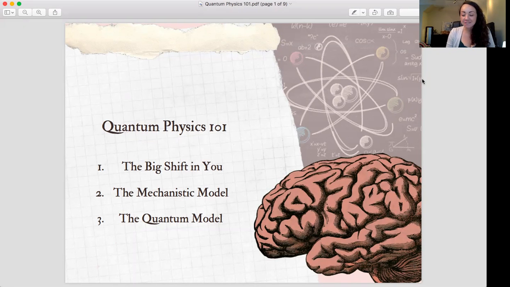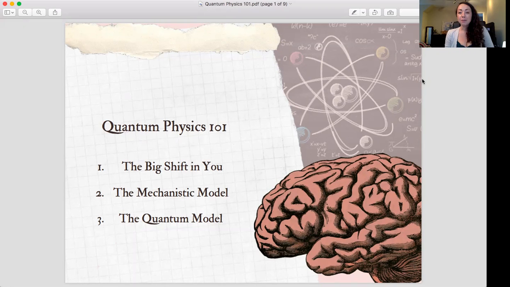Our class for today, finally getting to one of my favorite topics, one that I really don't understand and love to see how it practically applies to me. This topic is Quantum Physics 101 Day. We're going to talk about the big shifts that are happening in the scientific community when it comes to quantum physics, but especially how that affects us in the world of personal development.